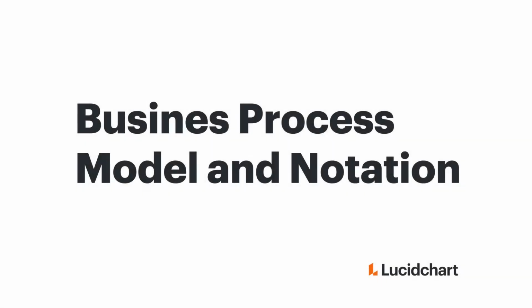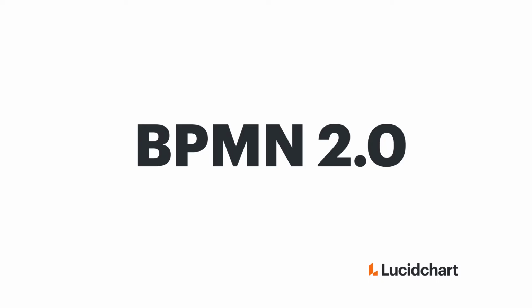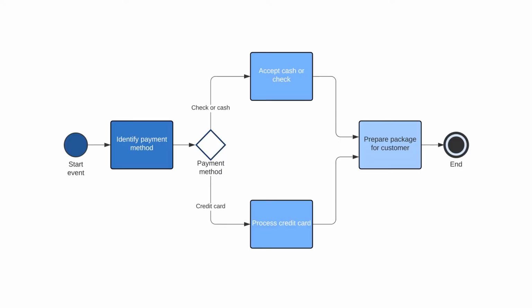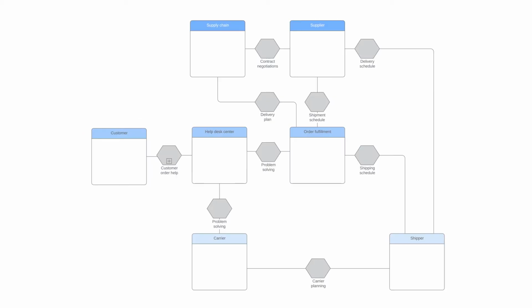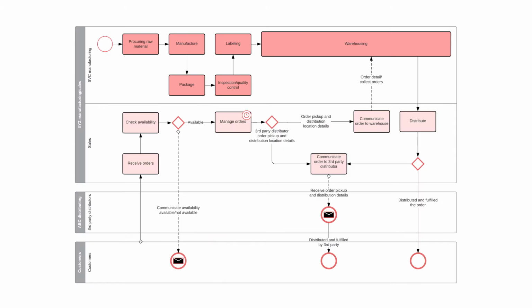Hi, today I'll be teaching you about Business Process Model and Notation, also known as BPMN or BPMN 2.0. BPMN is a flowchart method that models the steps of a planned business process from start to finish. At a high level, BPMN helps stakeholders gain understanding through a visual representation of a specific process.